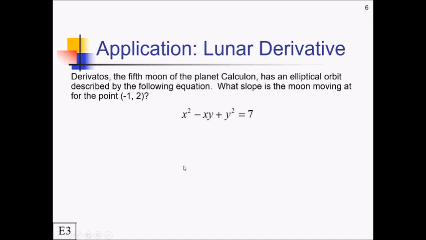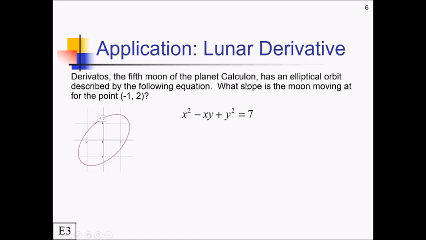We're going to do one more problem, and there are several curveballs thrown into this one. So first off, it's kind of a real-life problem. Derivatos, the fifth moon of the planet Calculon, has an elliptical orbit described by the following equation. So here's our equation, and if you were to actually graph this thing out, here's about what it looks like.